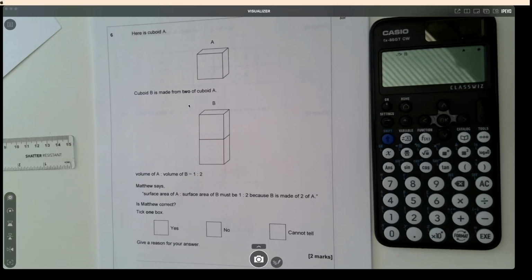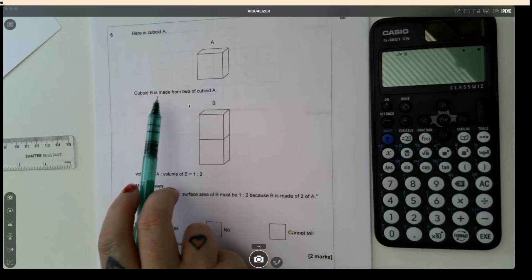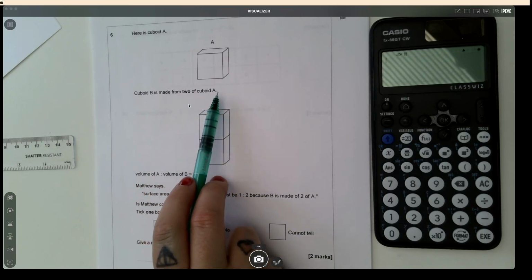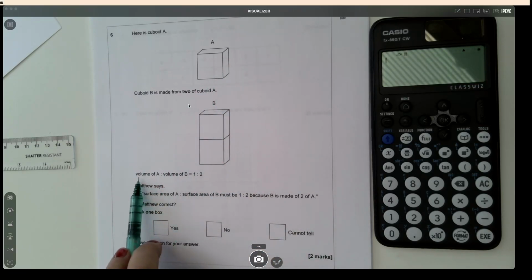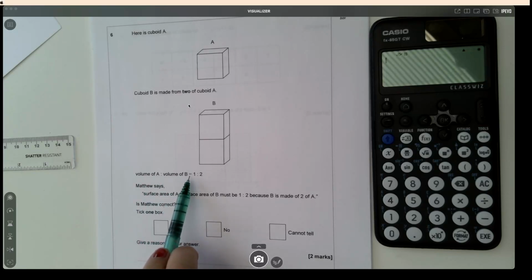Question 6. Here is a cuboid A. Cuboid B is made from 2 of cuboid A. So we've got 2 of these, one on top of each other. The volume of A to the volume of B is in the ratio 1 to 2. Matthew says the surface area of A to the surface area of B must be 1 to 2 because B is made of 2 of A.